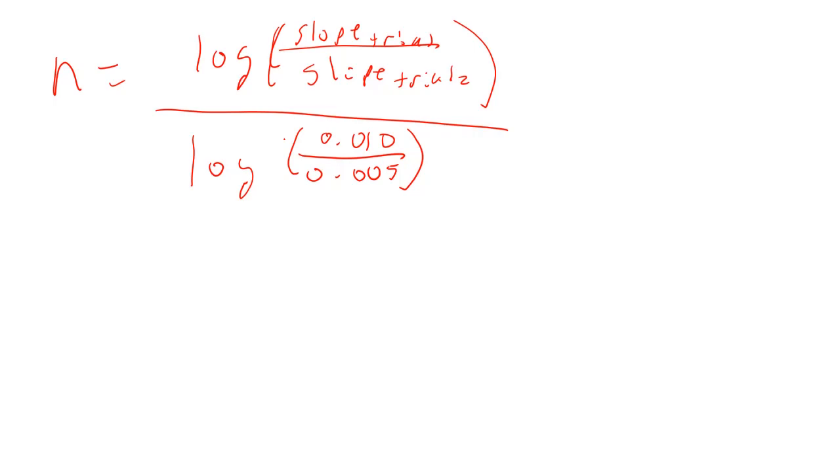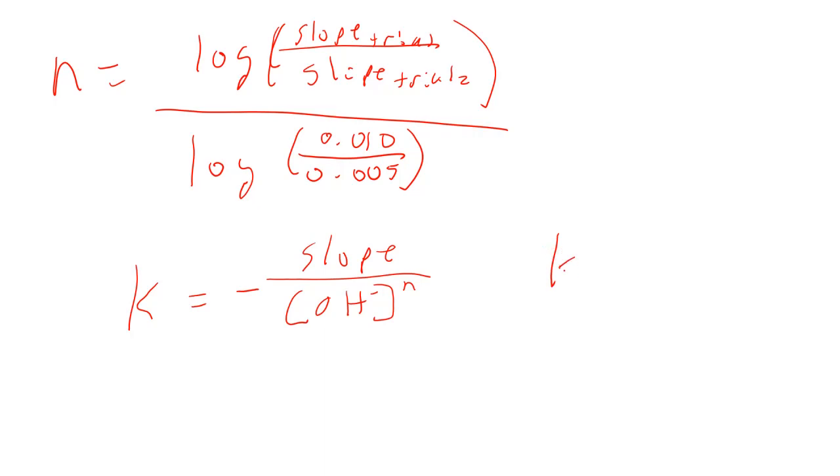So then you're going to calculate a value for k. In order to do that, if your reaction was zero or first order, you're going to take the negative of the slope divided by the hydroxide ion concentration raised to the power of n for both trials. And if your reaction order was second order, then you're going to take the positive of the slope divided by the hydroxide ion concentration raised to the n for both trials.